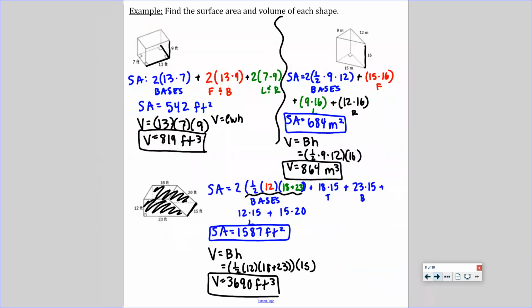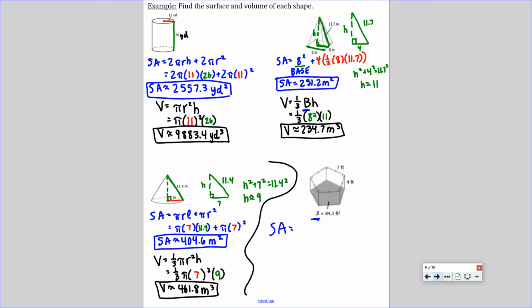Okay. So, in this example, my area of the pentagon is 84.3, so you don't even have to calculate it, but we do have to double this to add up the areas of my two bases. Okay? Now we just have to add up the area of all the sides. Now look at these markings here. They're showing me that this pentagon is a regular pentagon, meaning all the sides and all the angles are congruent.